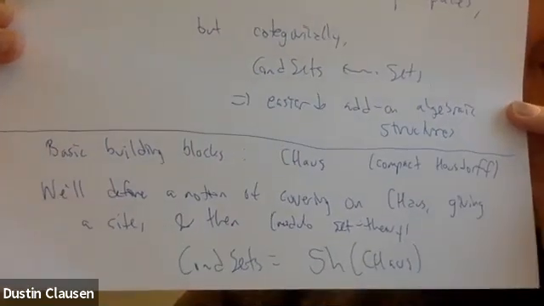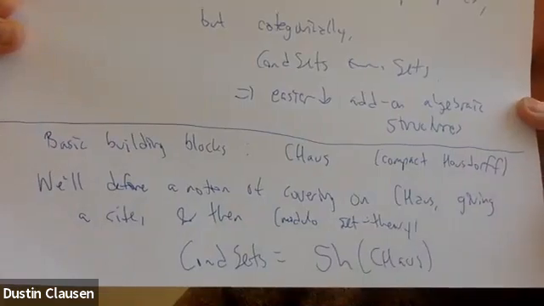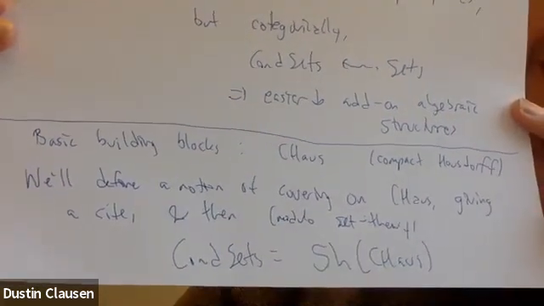So as you can see, we're gonna take compact Hausdorff spaces as our building block, and then we'll have a notion of covering on there, and then condensed sets will be sheaves on this site of compact Hausdorff spaces. So now let me say what the notion of covering is.